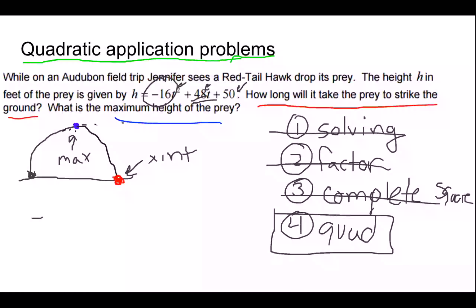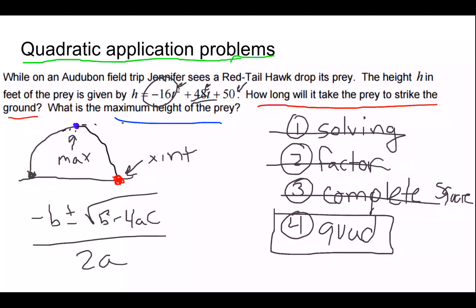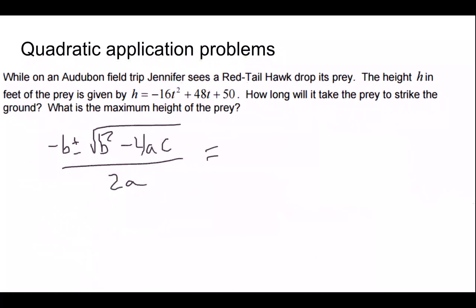If you remember, the quadratic formula is negative b plus or minus the square root of b squared minus 4ac, all over 2a. So we're going to use this to find your answer. I'm going to get the clutter off the screen, and then we'll use the quadratic formula. In our case, let's plug everything in. 48 is my b term, negative 16 is my a term, and my c term is that 50 in blue. Let's plug all those things in.